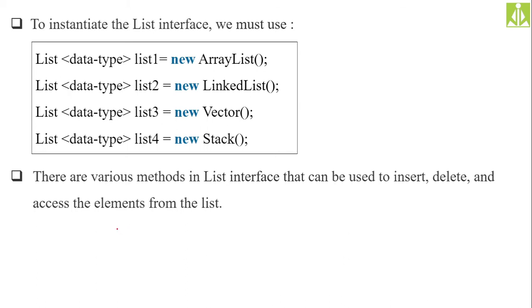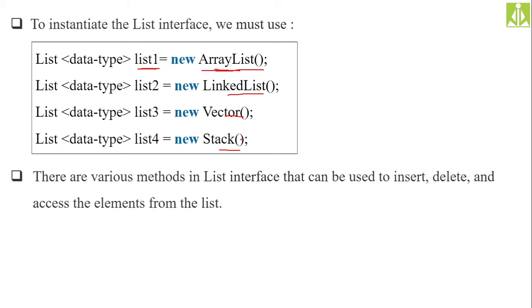So here, as you can see, we are creating the object of the List class, the List interface object reference, but the instantiation we are doing with the help of child classes like ArrayList, LinkedList, Vector, Stack. With the help of child classes we are doing it. There are various methods which are declared inside the List interface that can be used.